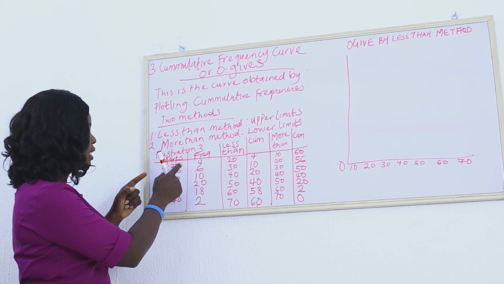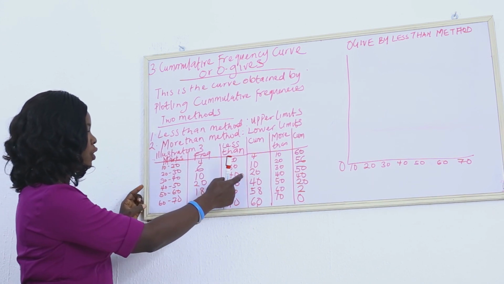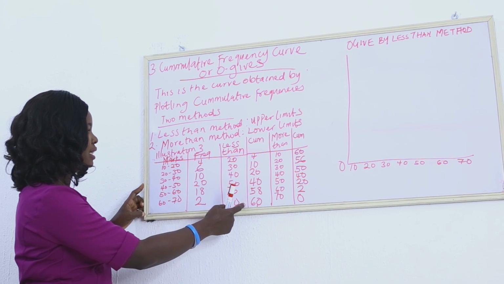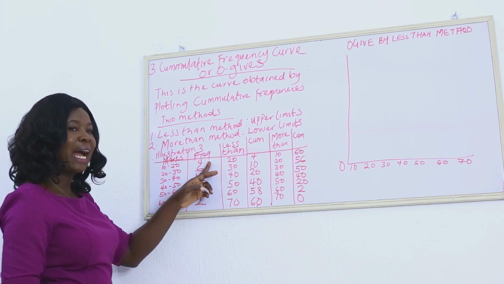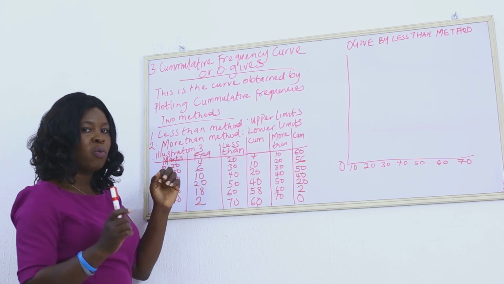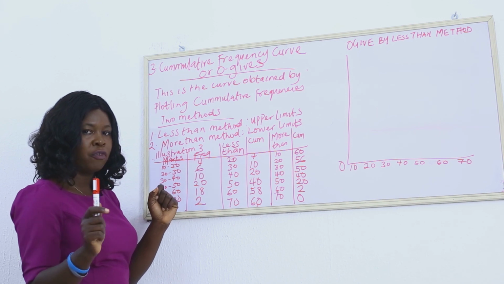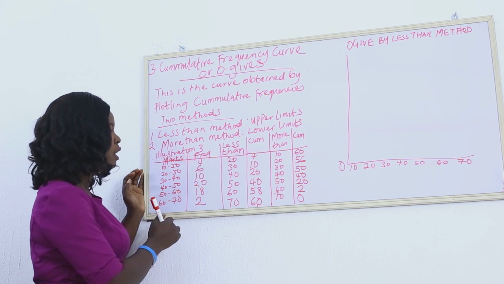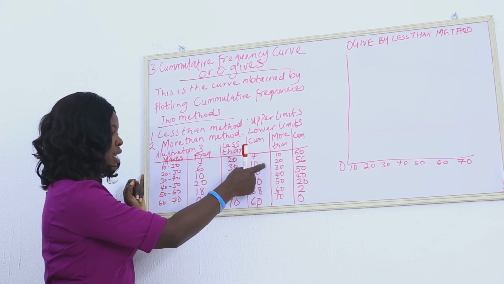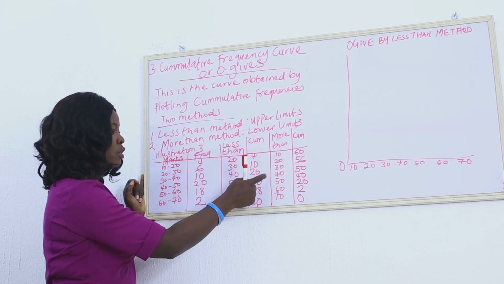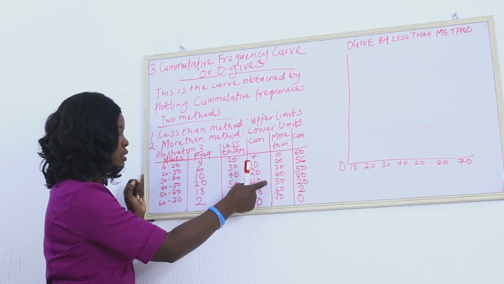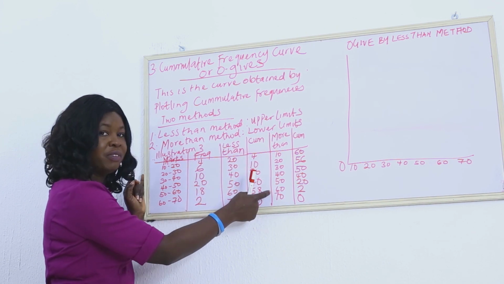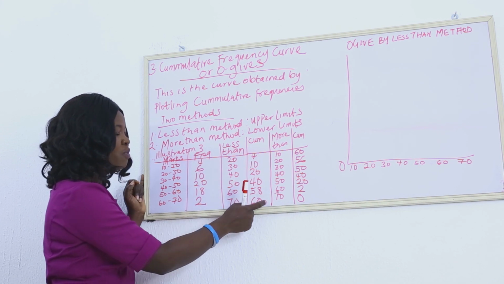The upper class limits here are 20, 30, 40, 50, 60, and 70. We start adding from the first value. The first value will be added to 0, so 4 plus 0 gives us 4. The next value, because it is cumulative, is 4 plus 6, which gives us 10. 10 plus 10 gives us 20. 20 plus 20 gives us 40. 40 plus 18 gives us 58. And 58 plus 2 gives us 60.